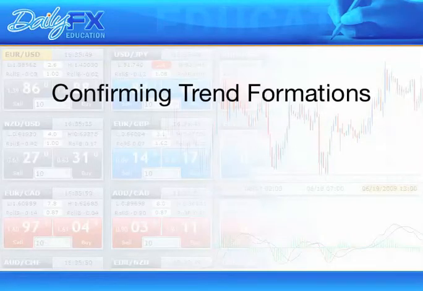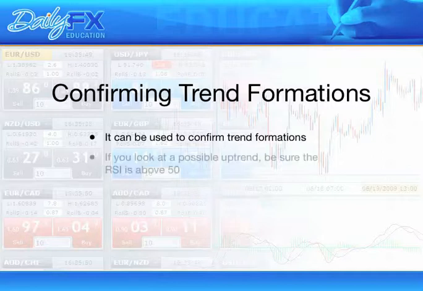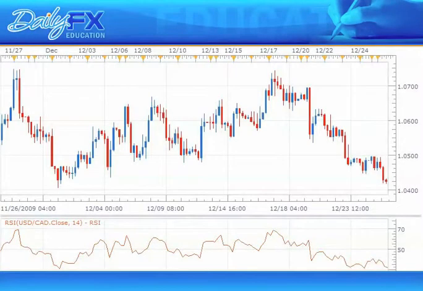The RSI is a popular trading tool because it can also be used to confirm trend formations. Let's say that you think a trend is forming, or wondering if an uptrend will continue. If you're looking at a possible uptrend, then be sure the RSI is above 50. If you're looking at a possible downtrend, then be sure the RSI is below 50. Here's a 4-hour chart on the dollar CAD showing both of these scenarios.